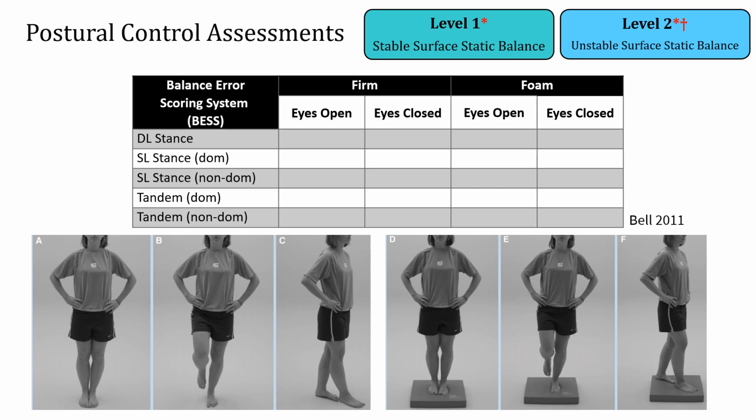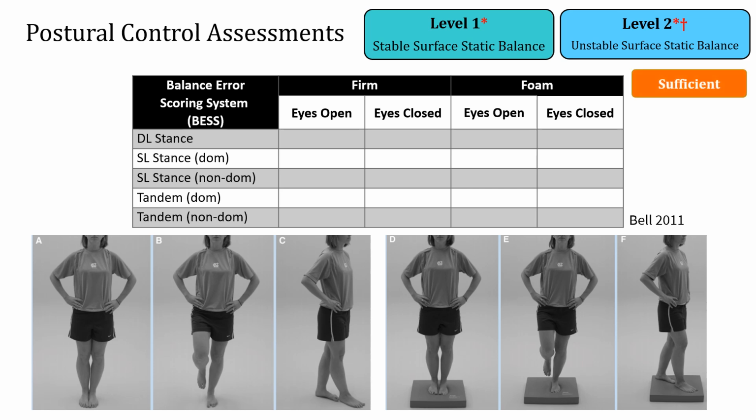And so then you would look across all 16 different conditions. It'd be 16 different conditions because you're also doing dominant and non-dominant limb, vice versa, not only with the single leg stance, but also in the tandem.